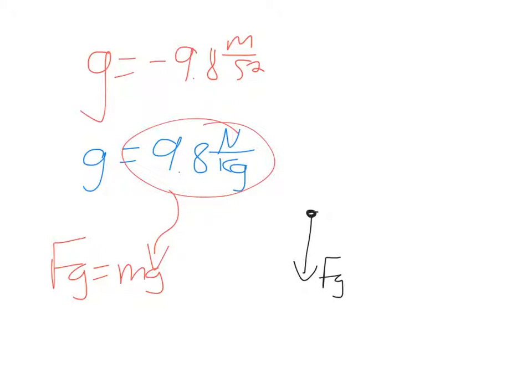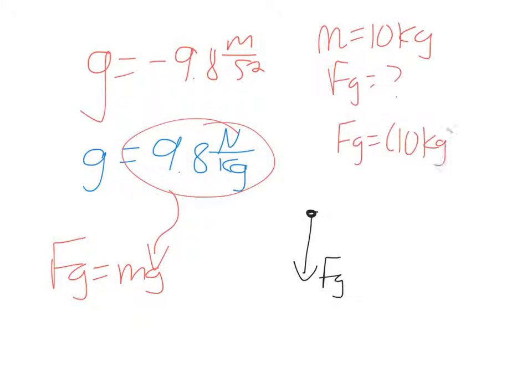So how do the units work out? Say you have a mass of 10 kilograms and you're looking for the weight. Weight would equal 10 kilograms times 9.8 newtons per kilogram. The kilograms cancel, so weight would equal 98 newtons. So that's why we want to use newtons per kilogram as opposed to meters per second squared. It's not wrong to use meters per second squared because it's actually the same thing.